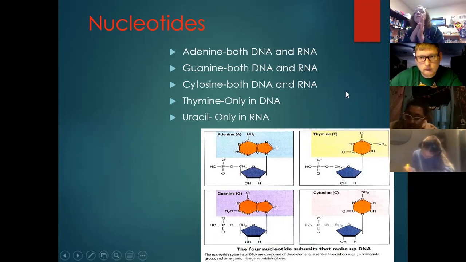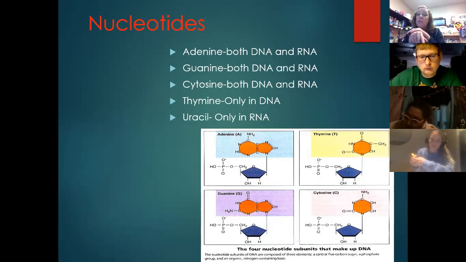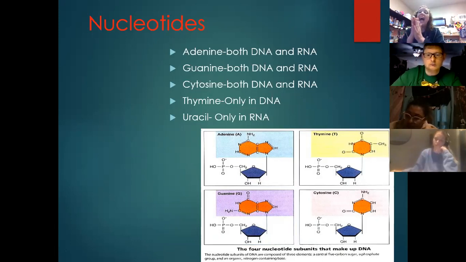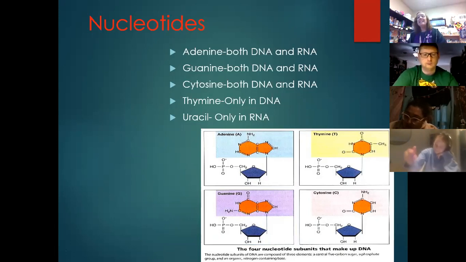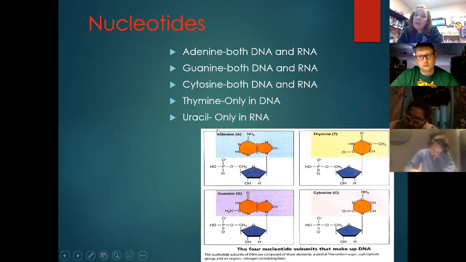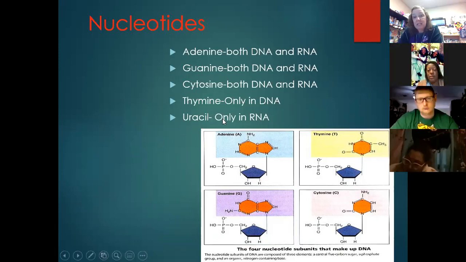Anyway, so we have specific nucleotides that bond with only another specific nucleotide. Somebody tell me what adenine bonds to in DNA. Thymine. Very nice. And then obviously by reason of elimination, cytosine and guanine. Now in RNA, adenine is going to bind with uracil. Yep.